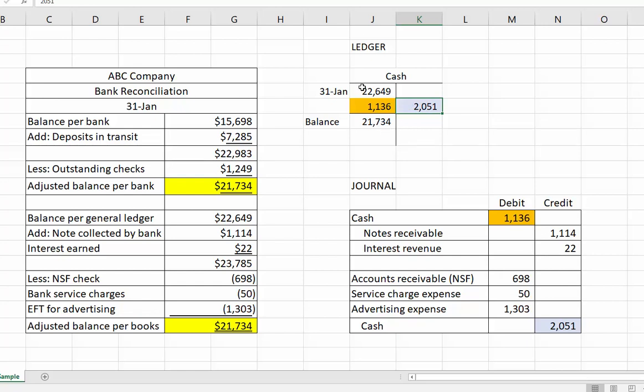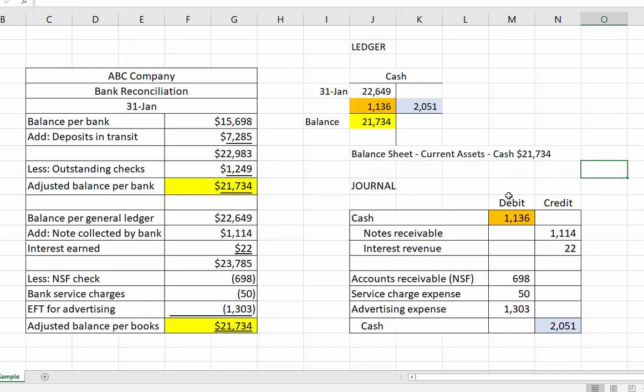Now our cash balance, remember how T accounts work. Cash has a debit balance. So we're going to take the 22,649, add 1136, subtract 2051, and we get the number that we are familiar with, 21,734, which is the adjusted balance. So what we said was this is the right balance that should be in our cash account, and now there it is. By the way, on our balance sheet, under current assets, what are we going to show? Cash, 21,734.